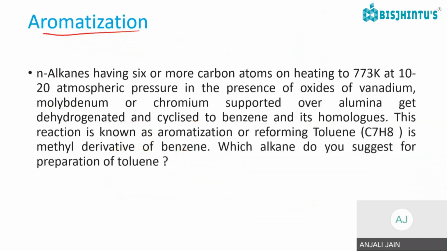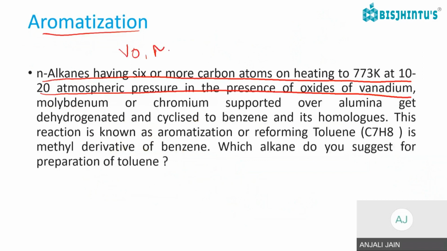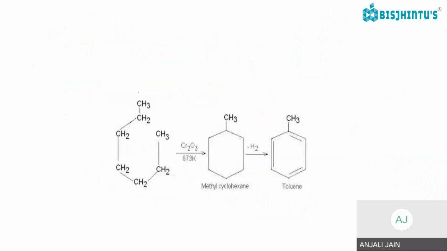Then comes the aromatization reaction. Alkanes having six or more carbon atoms, on heating at high temperature and 10 to 20 atmospheric pressure in the presence of oxides of vanadium, molybdenum, or chromium supported over alumina, get dehydrogenated and cyclized to benzene and its homologues. This was my alkane, a 6-membered one. This was a 7-membered alkane, so it is heptane.